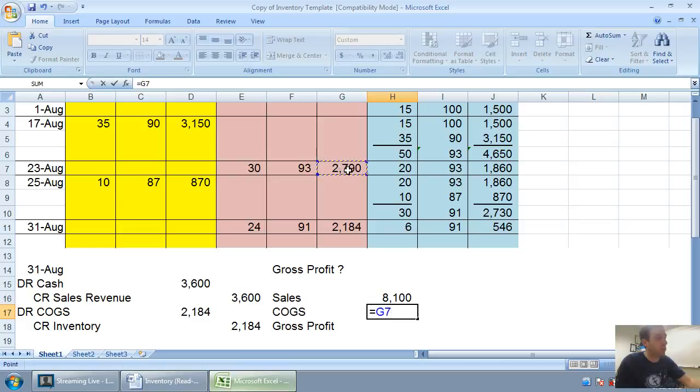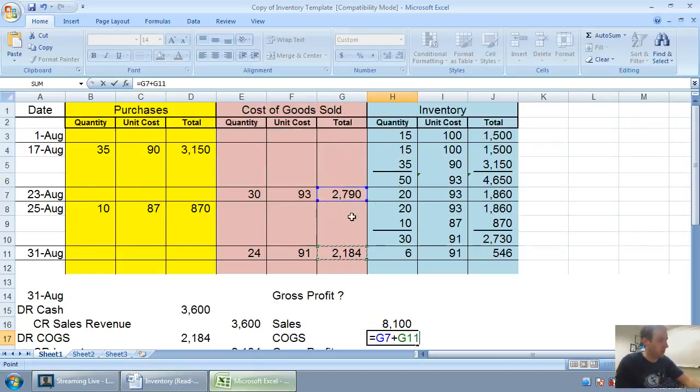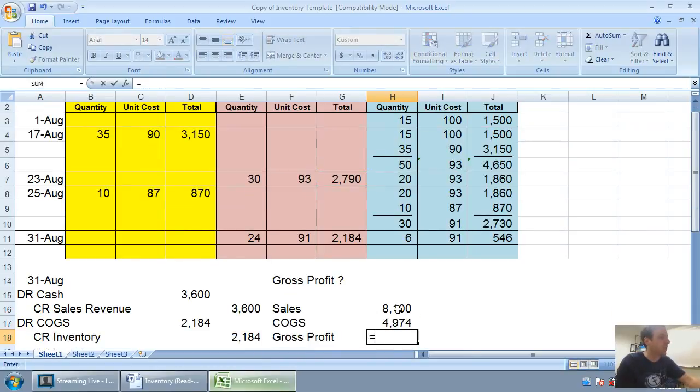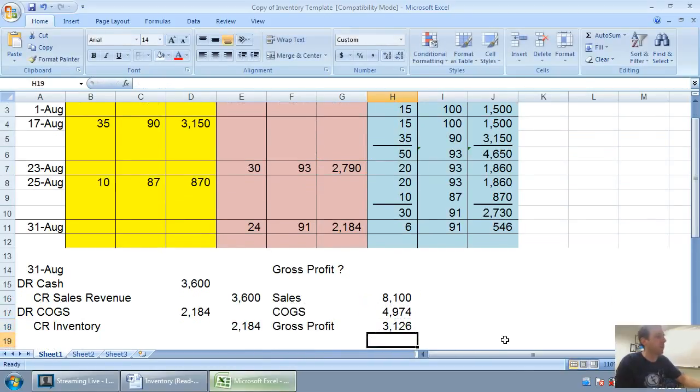Our cost of goods sold is just the sum of our cost of goods sold column, 2790 plus 2184 in this case. Sales minus COGS is our gross profit, 3126. We know that that minus the rest of our expenses would give us a net income figure. So that's something I often ask my classes. And again, the gross profit or gross margin represents how much we marked up our product above the cost. So with that done, I'm going to leave inventory here.